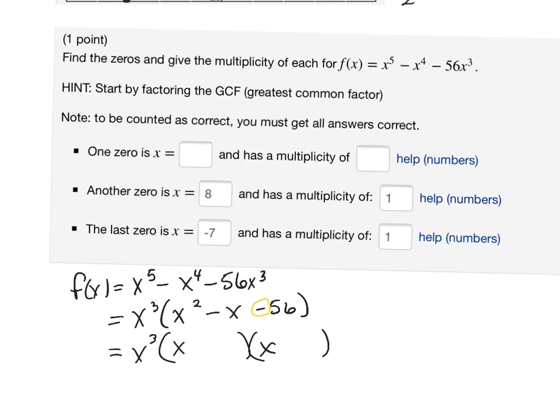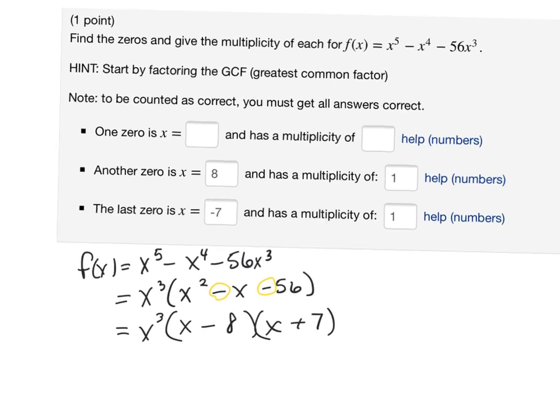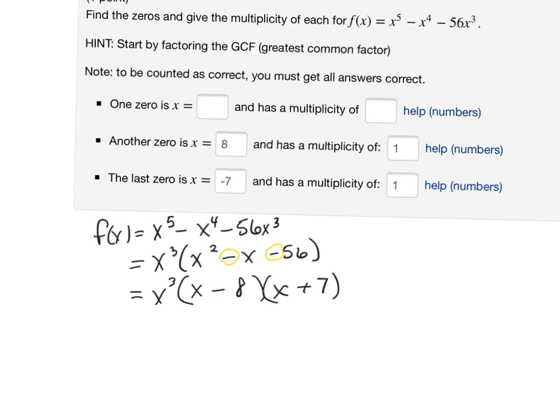7 and 8. So I have x minus 8 and x plus 7. And I know the minus has to belong to the 8 because my middle term is a negative. So if I were to add negative 7 and 8, I need to get negative 1x there. So then each one of these three factors, and I have three factors. I have this factor, I have this factor, and I have this factor. I have three factors there.